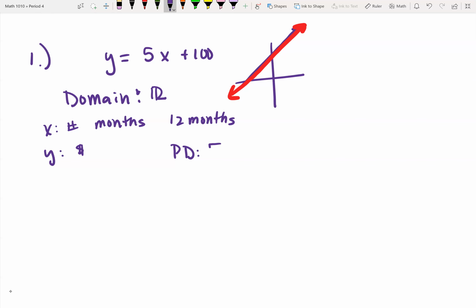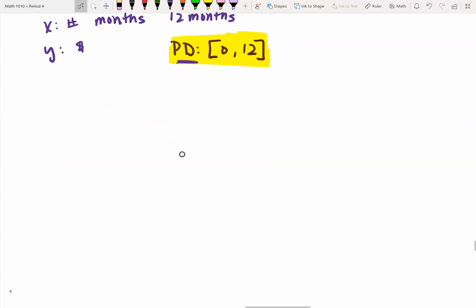So you could save money for 0 months up to 12 months. And you're going to save money throughout the entire time. So that's going to go from 0 to 12 like that. Okay? So the difference is the domain just looks at the equation or the information, but the practical domain takes into account what the values stand for. Okay?